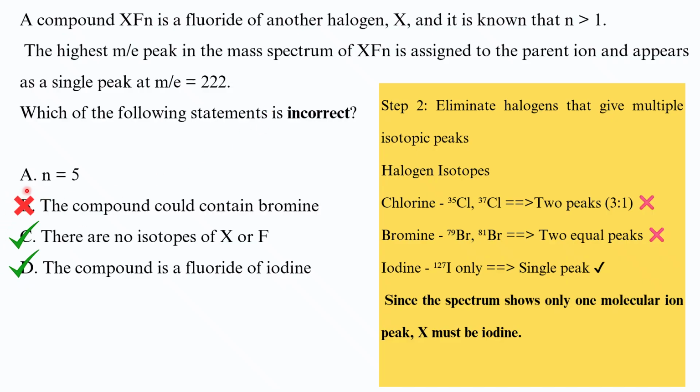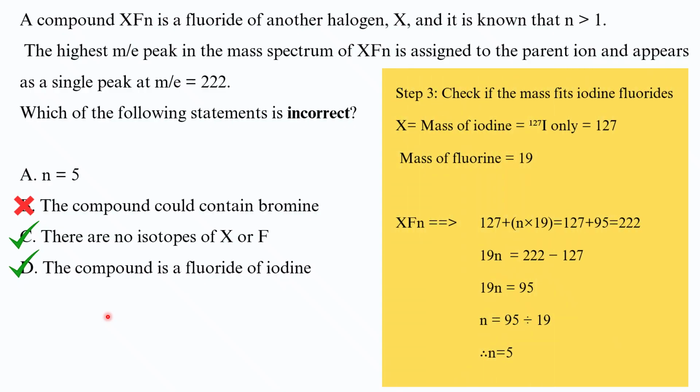But let us check the last option, that is option A. If we do the calculation and determine the value of n, we get a value exactly equal to 5. This means this option was also correct. So this is how you are going to solve these questions.